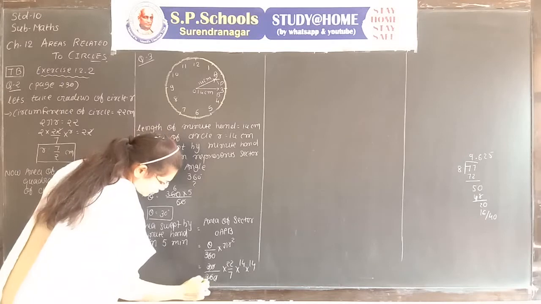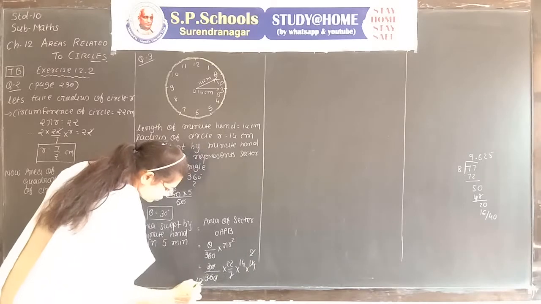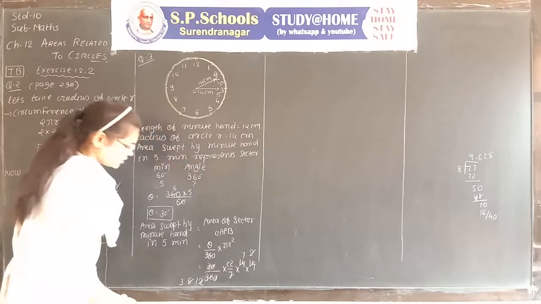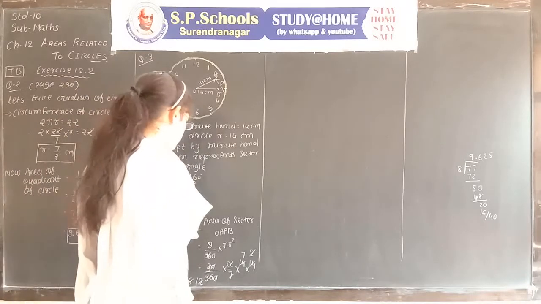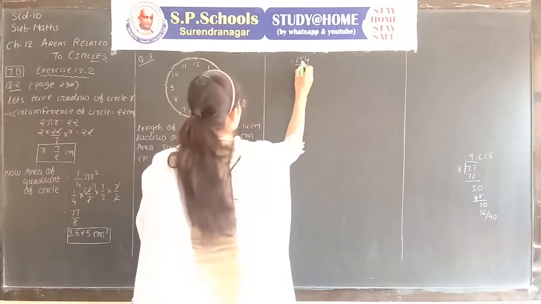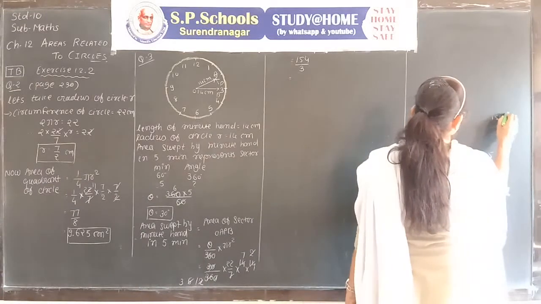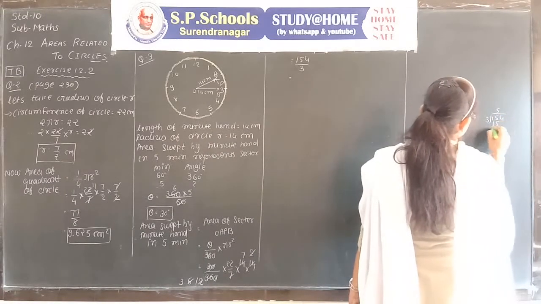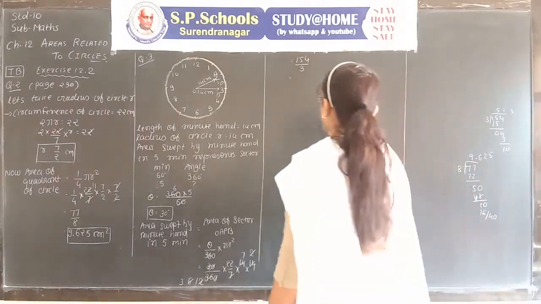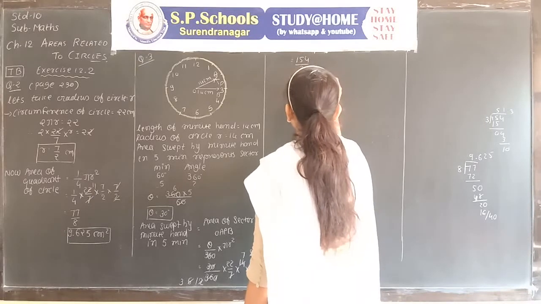Simplifying, 3 12s are 36, 7 2s are 14, so we get 22 into 7, which is 154, upon 3. Now we divide 154 by 3. We get 51.333 up to infinite, so 51.33. The unit is centimeter square.